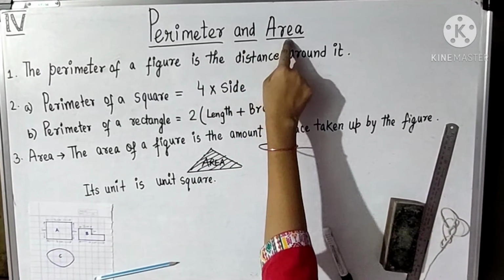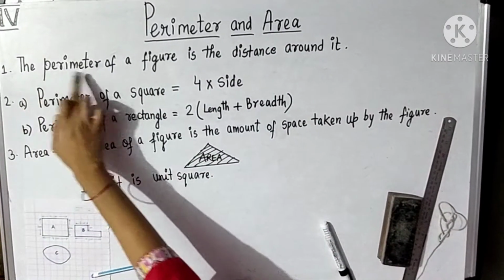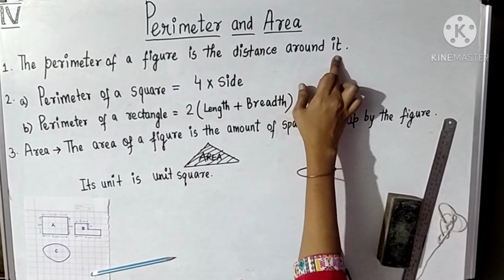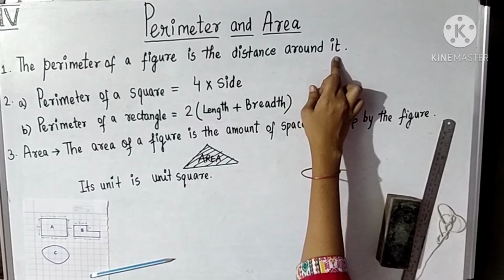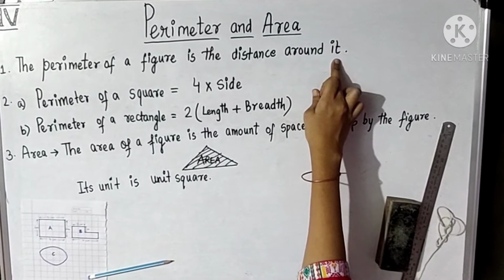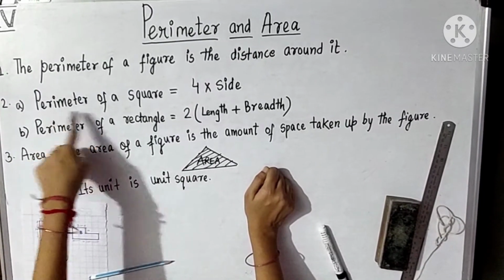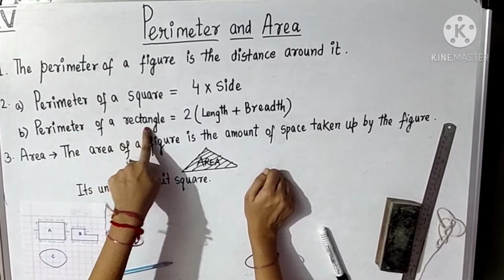Perimeter and area. What is perimeter? The perimeter of a figure is the distance around it. Or in other words, we can say that perimeter is the length of the boundary. Now, there are two formulas to find a perimeter, for a square and for a rectangle.